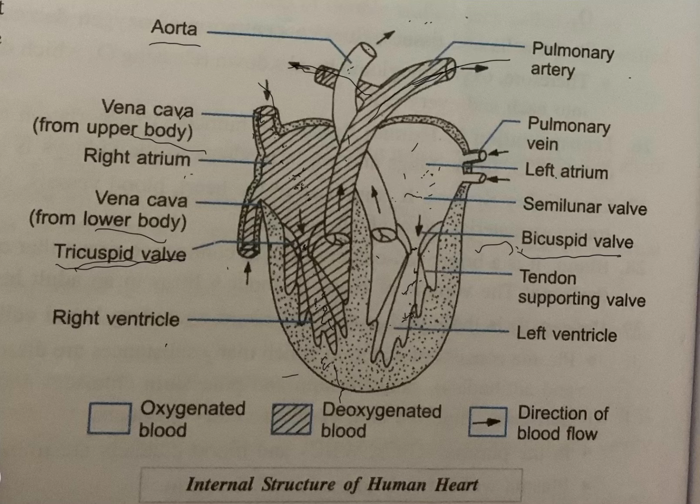So the left side has oxygenated blood and the right side has deoxygenated blood. So the circulatory system of man is called double circulation. Blood passes through the heart twice in one complete circulation. So the first circulation, the deoxygenated circulation, is known as pulmonary circulation. In pulmonary circulation, the right ventricle pours the blood into the pulmonary artery, the right side carries to the right lung and the left side carries to the left lung.